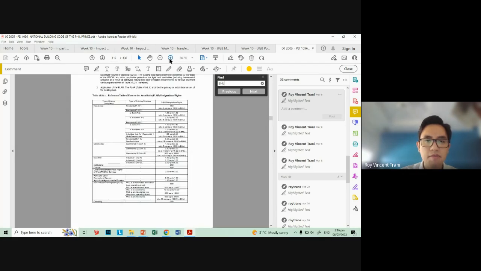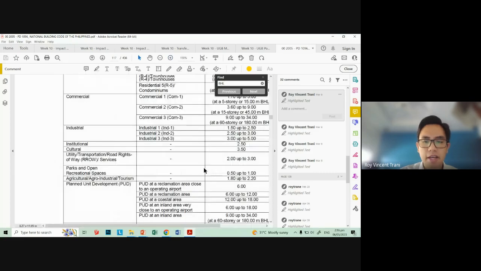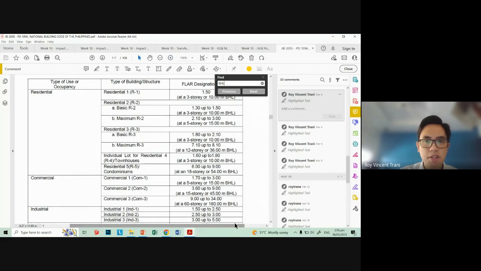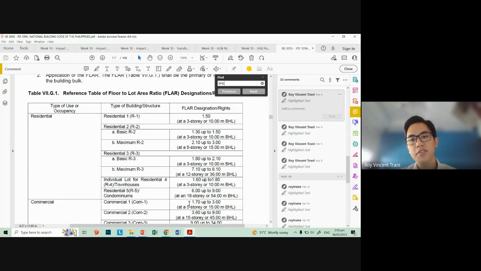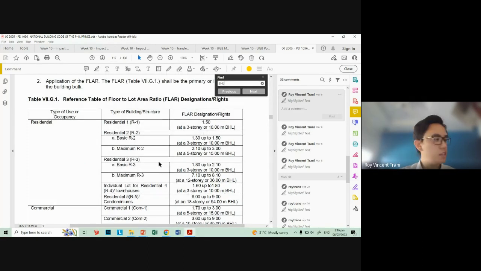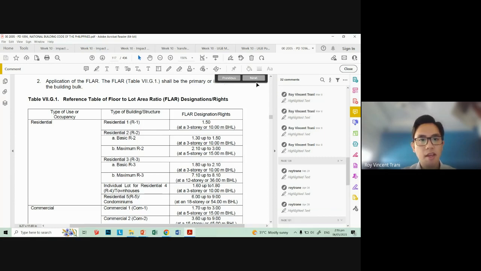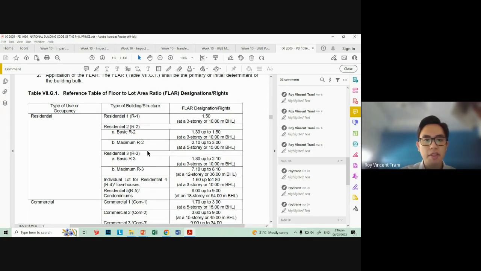Determining building bulk. As with my experience from architecture, most of the time this is being followed in Cebu. For example, residentials, according to their specific zones, have different building heights. For R1, the least dense, building height is only up to 10 meters. For R2, it's still 10 meters, but there are two classifications. There's basic and there's maximum. For basic R2, it's 10 meters building height limit. Then for maximum R2, that's 15 meters.